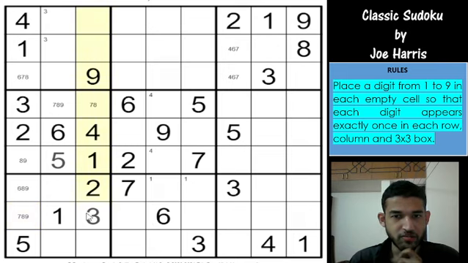And let us look at column 3 now. 1, 2, 3, 4 and 9. So the remaining digits 5, 6, 7, 8. So this has to be 6, 7, 8, and 5 has to be in one of these two cells.